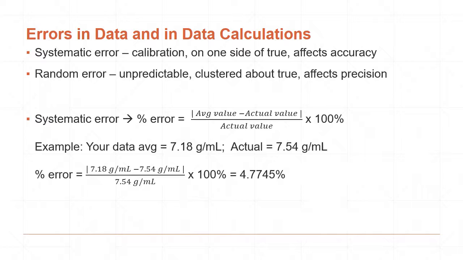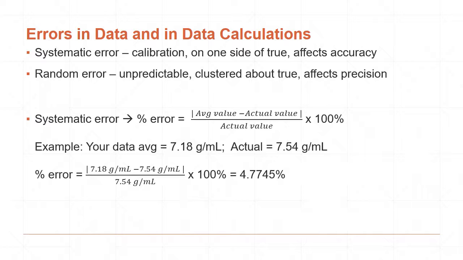Let's take an example. Suppose my data average is 7.18 grams per milliliter. The actual is 7.454 grams per milliliter. Plugging that into my systematic error formula, I have my average value minus the actual, absolute value of that, divided by the actual, times 100%. When I do that, my calculator gives me 4.7745%. There were a few extra digits there which I cut off, but already 4.7745 has more digits of precision than any of my inputs. So I know I need to round that answer.